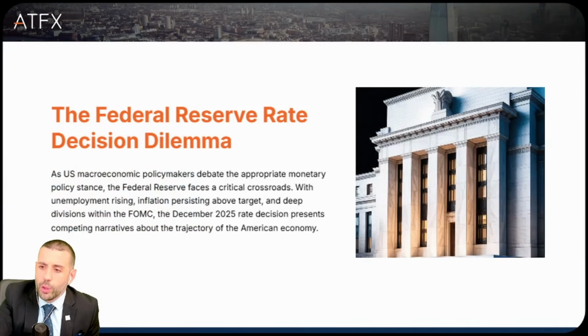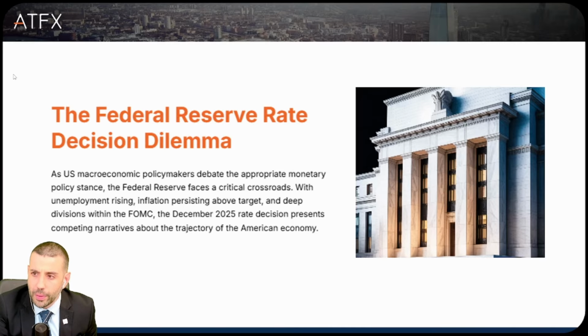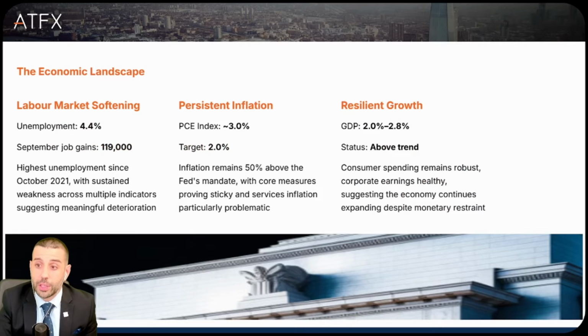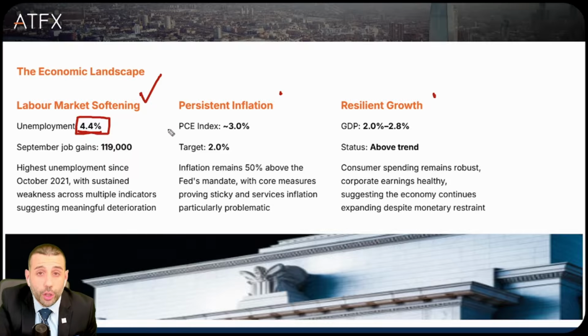I want to share with you the fundamental perspective on the dilemma that the Federal Reserve is facing. We have three factors, three topics. One of them is the labor market, the second one is inflation, and the third one is the growth rate of the US economy. If we take a look at the first one, labor market, the last numbers show the unemployment rate in the United States rose to 4.4%. This is one of the reasons the Federal Reserve estimates that they should cut the interest rates.